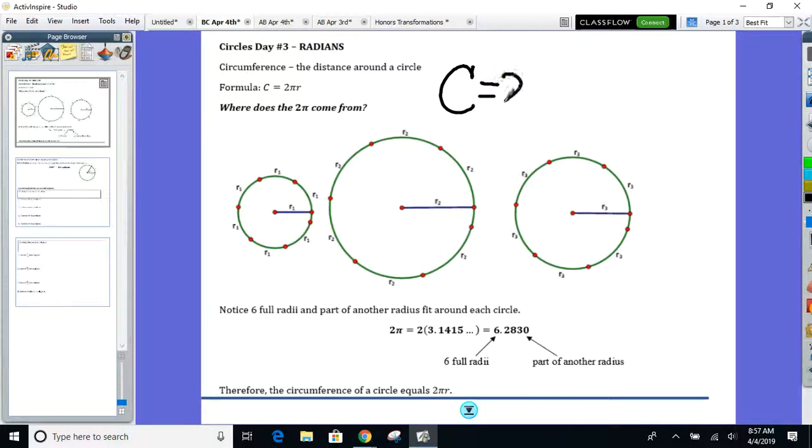C equals 2 pi r. And where did it come from? Okay, why is it 2 pi r and not anything else? What's the r stand for? Radius. All right, you're going to find out why right now on that piece of paper with the string and your compass. So here's what I need you to do.